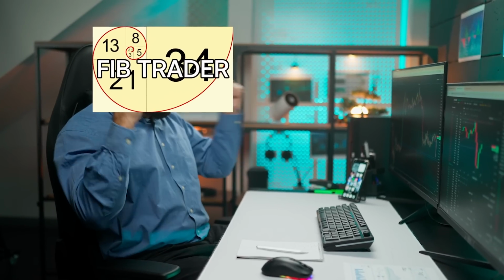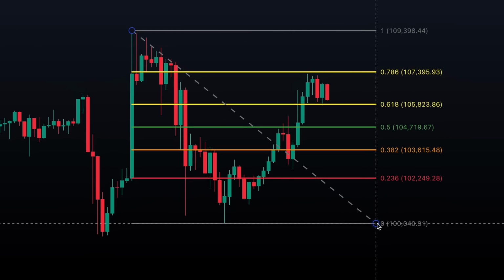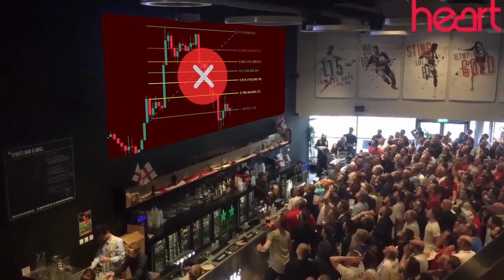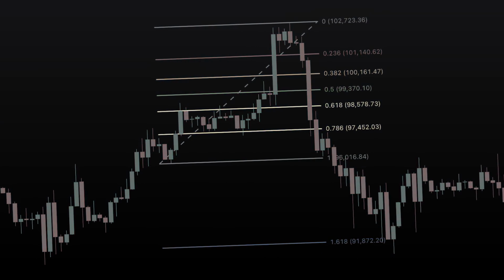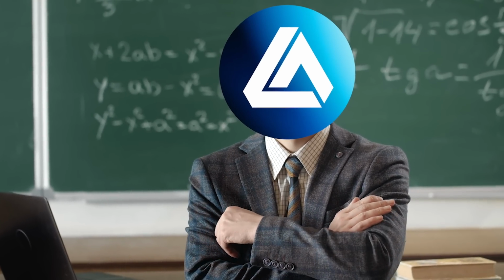Every trader has used Fibonacci at some point, and one of the most popular of those Fibonacci tools is the Fibonacci retracement. But though it's popular, the majority still uses it wrong, drawing from the wrong swing points, entering at the wrong zones, targeting the wrong levels. So we thought, let's fix that.